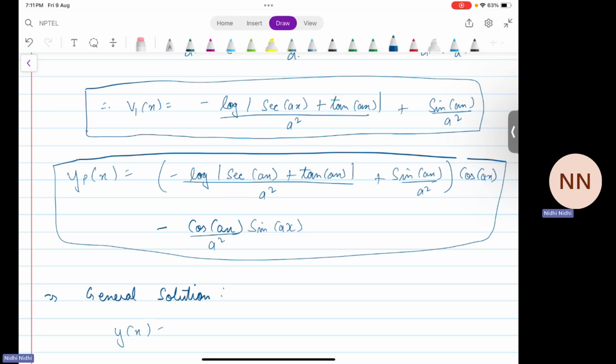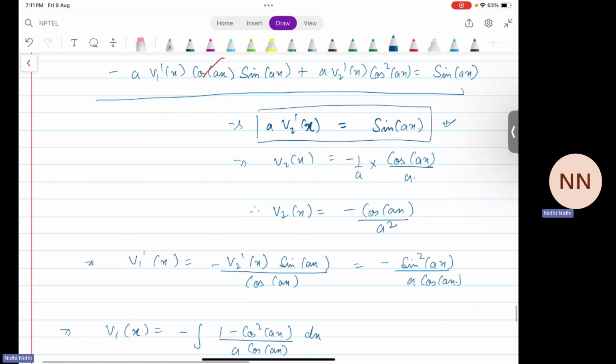yx is equal to c1 sin ax plus c2, let's make it the same, c1 cos ax plus c2 sin ax plus this ypx. I hope this was clear.